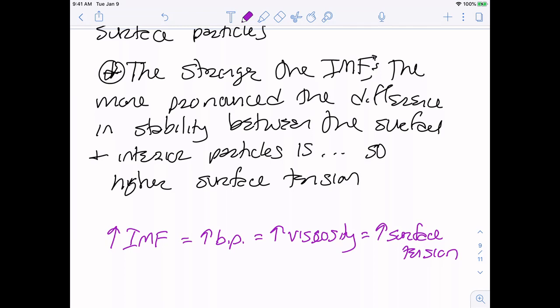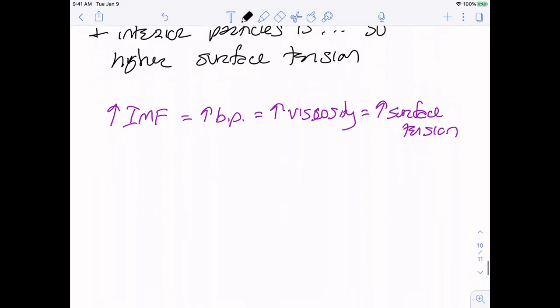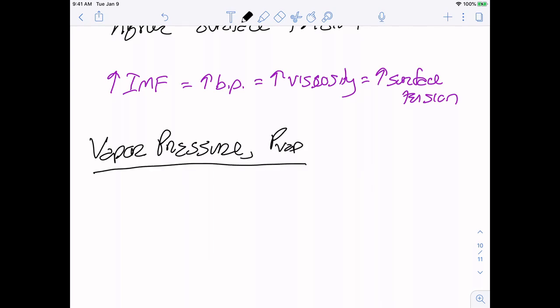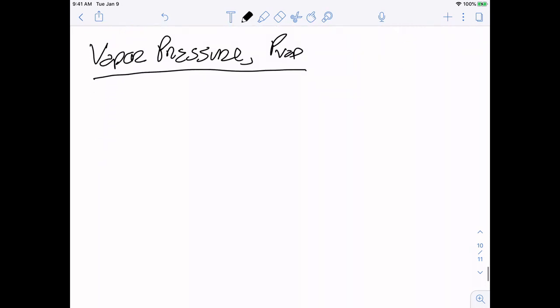So given a few molecules, figure out if they're polar and nonpolar, determine what types of intermolecular forces they have. The more intermolecular forces, higher boiling point, higher viscosity, higher surface tension. The next one we look at, our trend is actually going to be the opposite. This is the only one where the stronger the intermolecular forces, the lower this property. And this one is going to be vapor pressure, abbreviated P-vap. I'm going to draw a picture as we try to explain it.